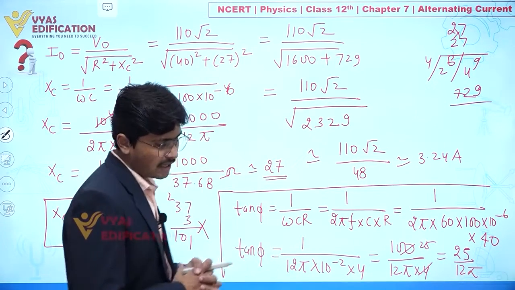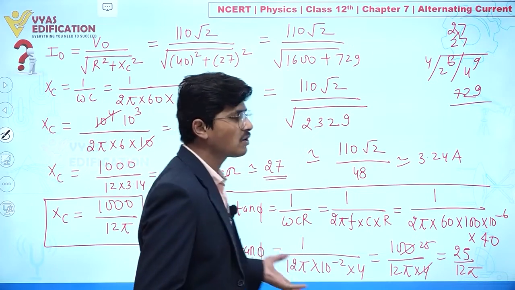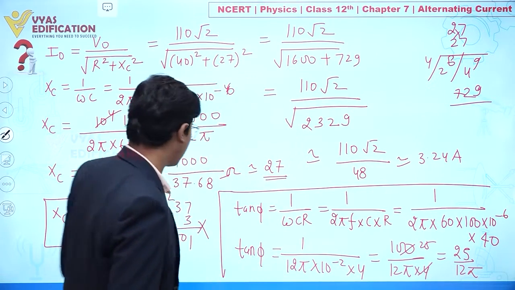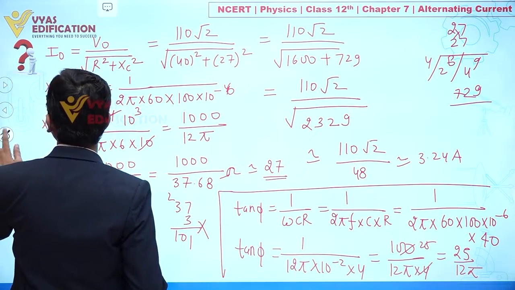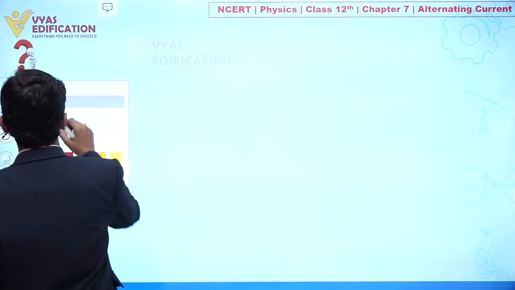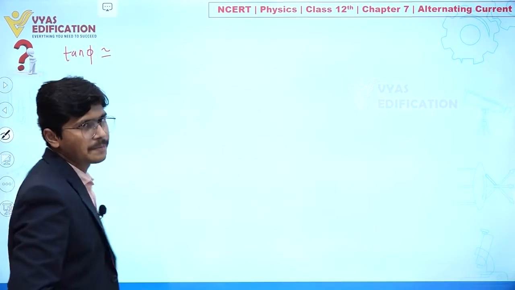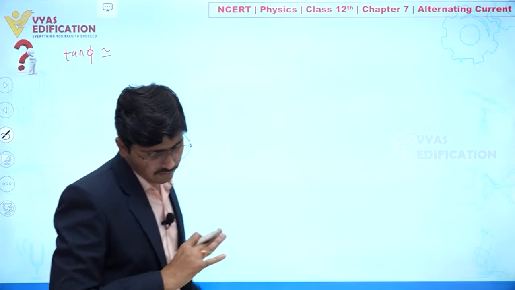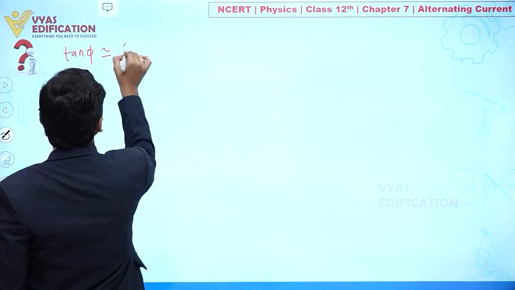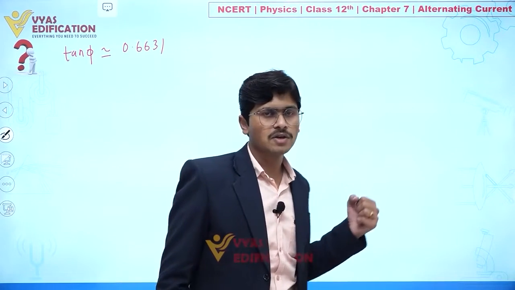So I can say here you will get the answer. If you calculate, definitely without calculating you cannot solve this value of tan phi. But I am telling you the direct value of tan phi. Clear? Yes. Now from here I can say the value of tan phi that you will get is 0.663. Yes. Clear? If you calculate, definitely you will find this value.